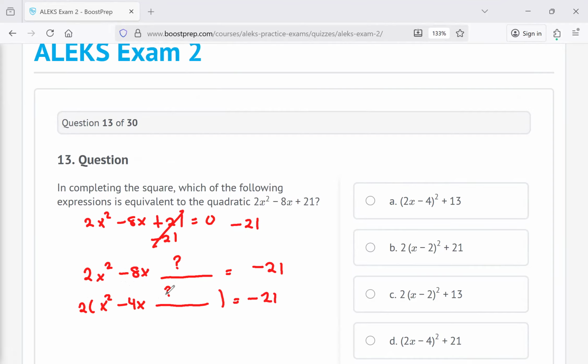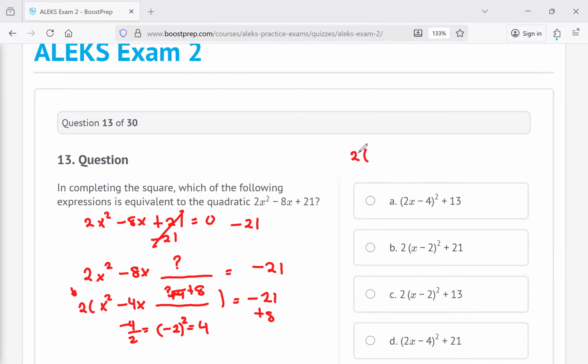So what do I put here? It's your b, which is -4. Take half of that, which is -2, and then you square that, which is +4. Now, you would think you would have to add 4 to both sides, but we did take out this 2, so it's really 4 times 2, which is 8. So you're going to add 8 to both sides. 8 here and 8 there.